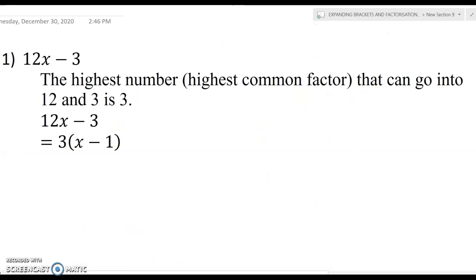Alright, so let's look at this first one here. We have 12x minus 3, right? The highest number that can go into both 12 and 3 is 3. So I'm pulling out that. 3 times what to give me 12? 3 times 4. And I just put back the x. Put your minus sign. 3 times what to give me back 3? 3 times 1.